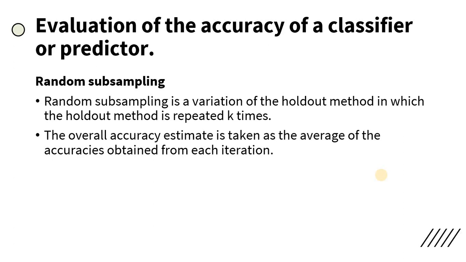Random sampling is a variation of the holdout method, in which the holdout method is repeated k times. The overall accuracy estimate is taken as the average of the accuracies obtained from each iteration. Suppose we take 75% of the data for training and 25% for testing. We repeat this process, suppose 10 times. The result of each iteration is different, so we take the average of them to calculate the final result. So that is random sampling.